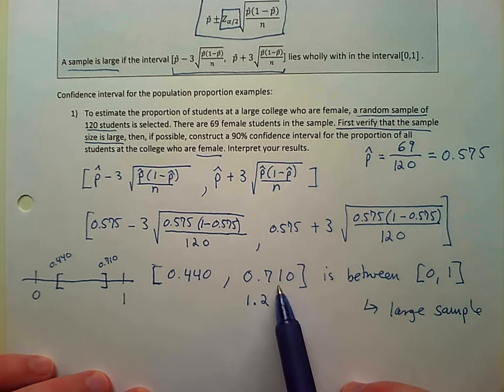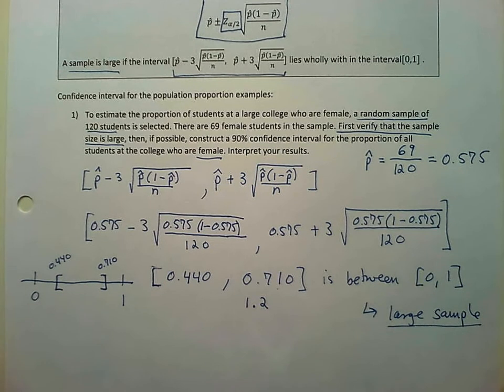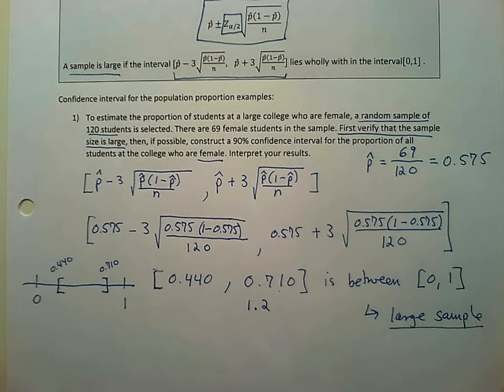numbers that make sense when it comes to proportions, then we're going to say, all right, our numbers are good to go. We can consider this to be a large enough sample. If our sample is so small that we're getting whacked out numbers like 1.2, we need to go back and take a new sample, a larger sample.